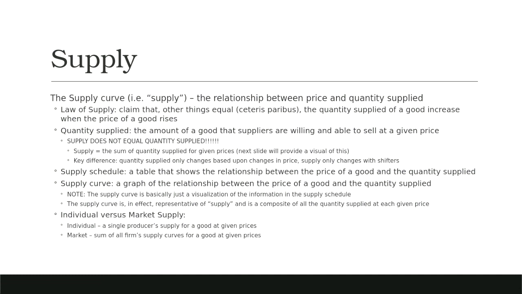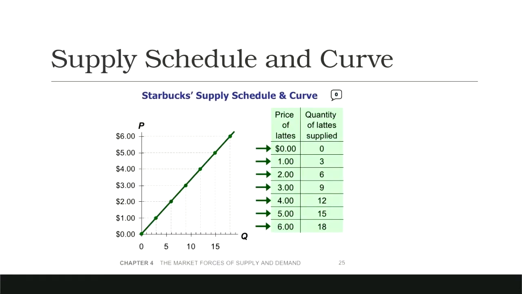And do you want to take a guess what the difference between individual versus market supply is? Right. An individual supply is a single producer's supply for a good at given prices, and the market supply is just the sum of all the individual supply curves for producers. So again, you can kind of visualize this.